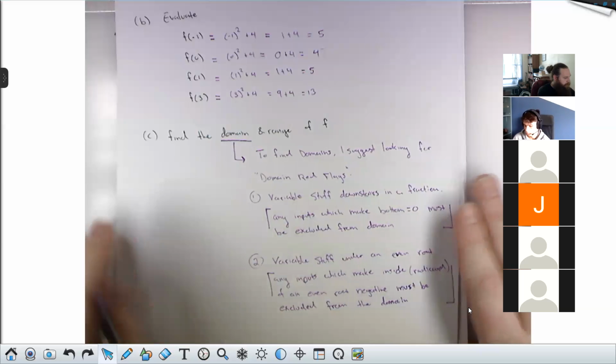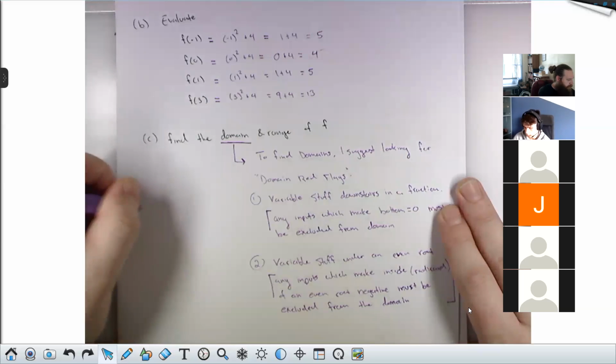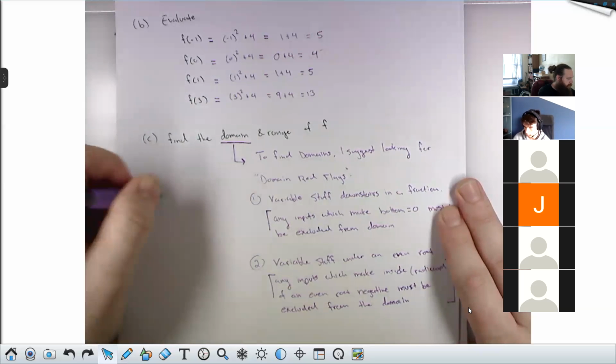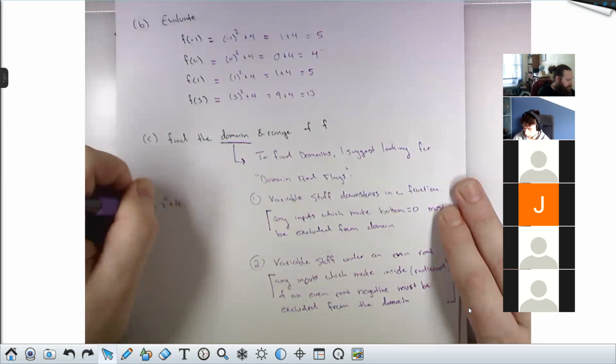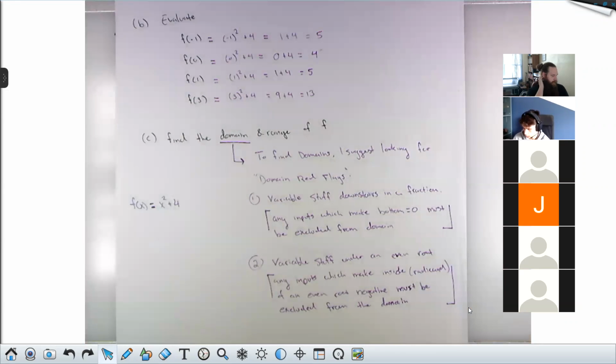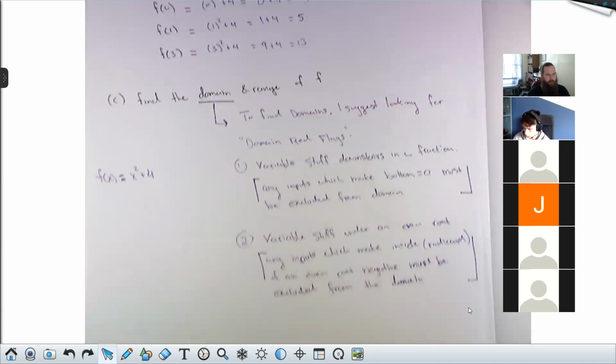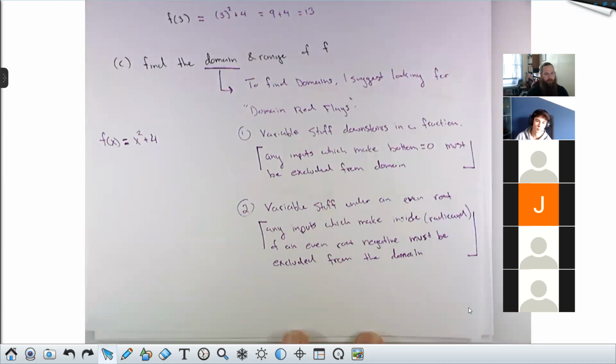All right, then let's look at our function here. I'll do this off over here. So our function is f of x equals x squared plus 4. Do we have any red flags of the first type? Do we have any variable stuff downstairs in a fraction? Yeah, I see Benjamin shaking his head no. Right? No fractions here at all. Everything is upstairs. So we don't have to worry about any of this stuff. Do we have any variables under even roots?